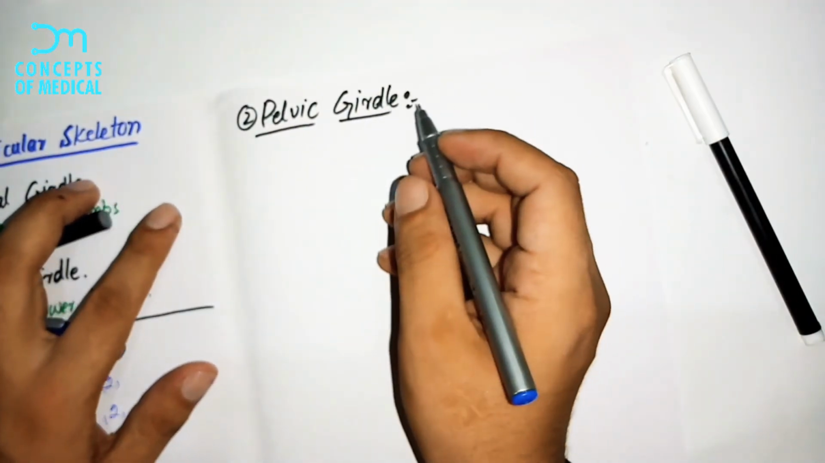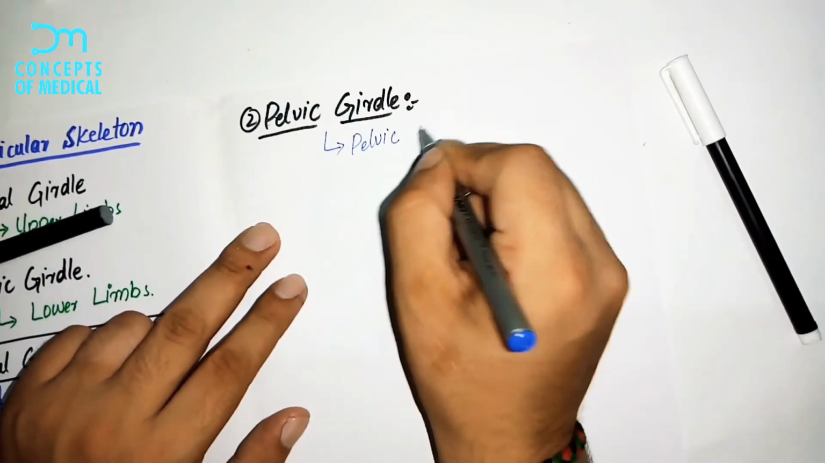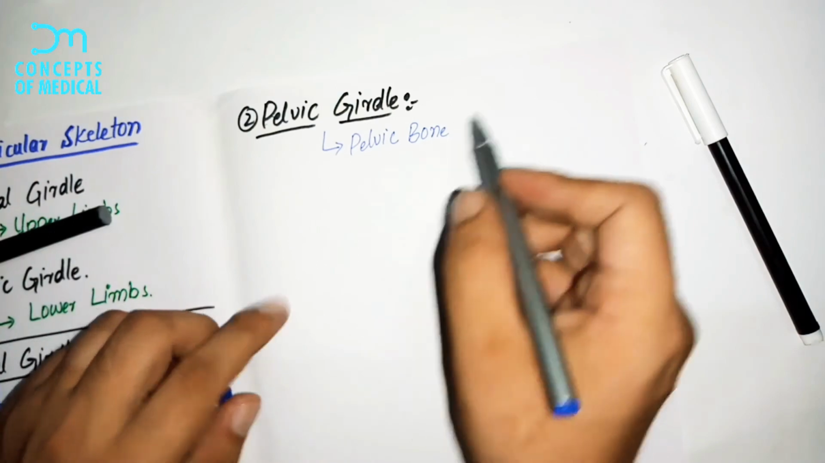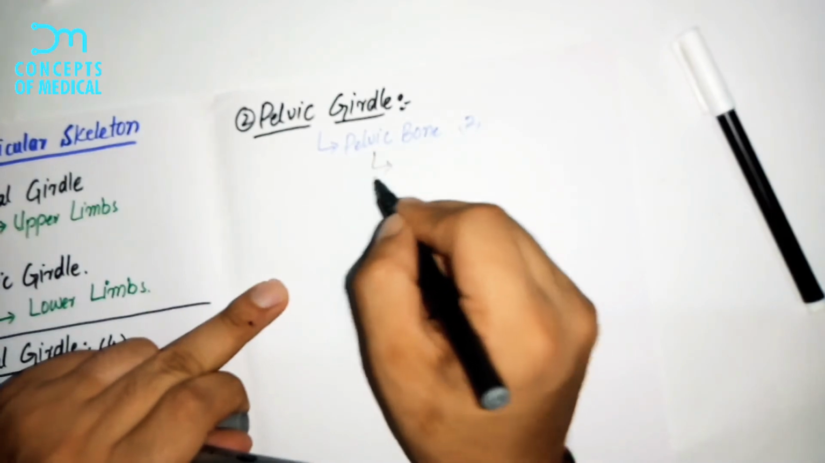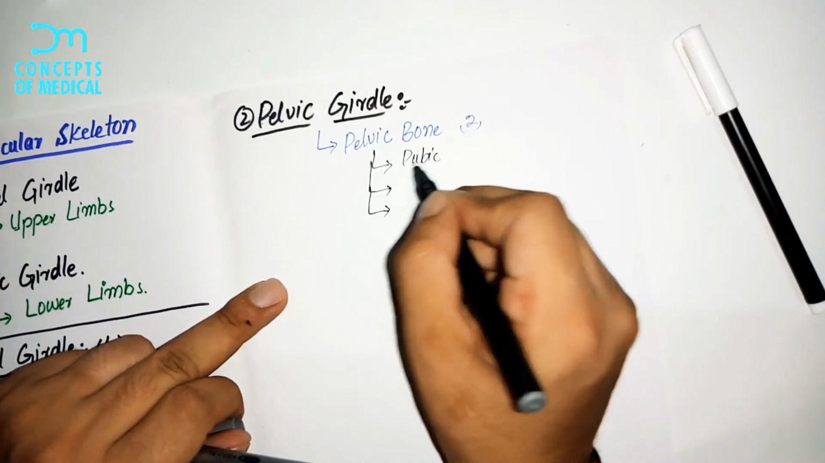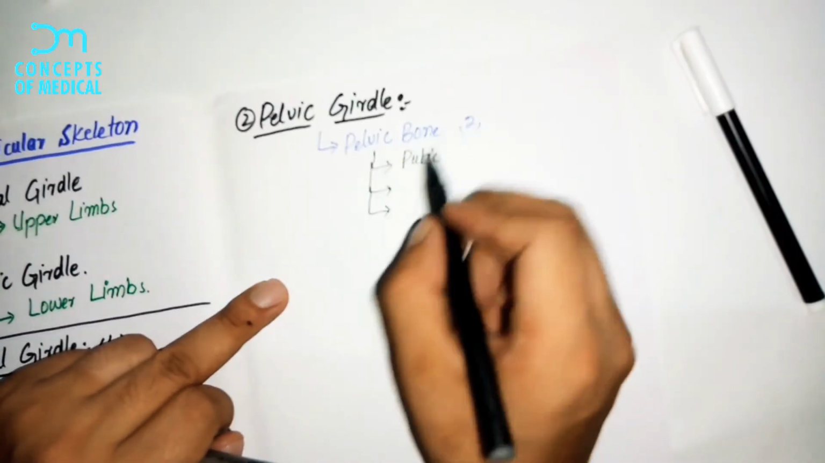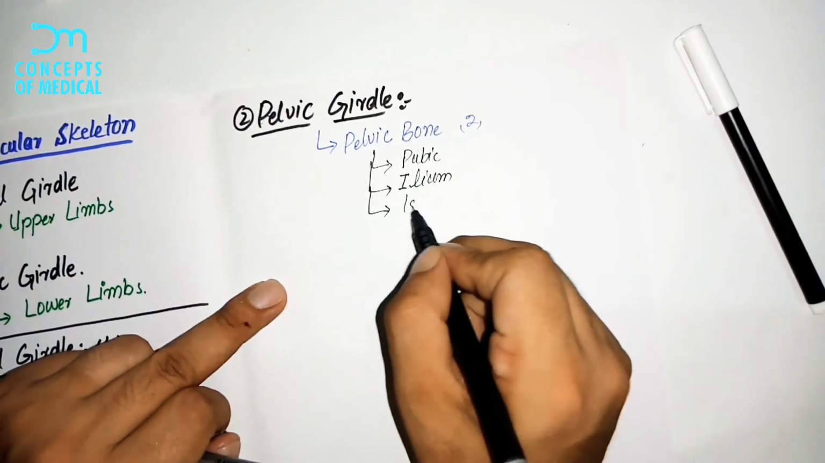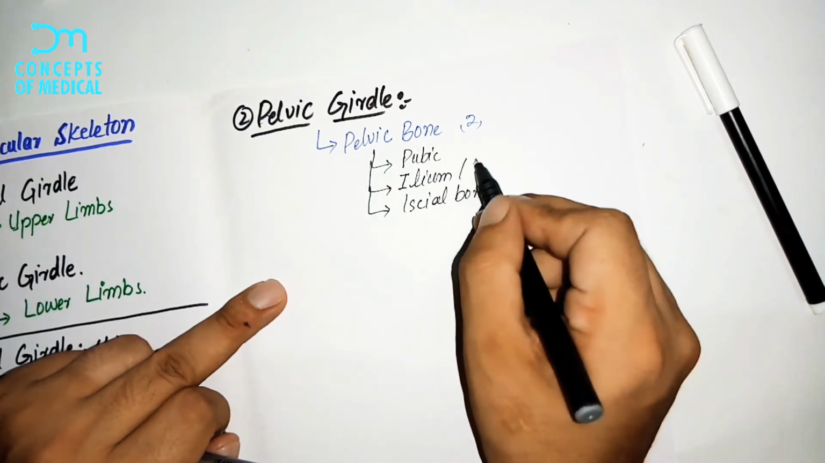pelvic bone. There are two pelvic bones, one on each side, but each pelvic bone is made up of three bones. How many bones? Three bones. What is the pubic bone? They are just fused together and make one pelvic bone, right? And another is the ilium, and the third one is the ischial bone. This is also called the iliac bone, right?